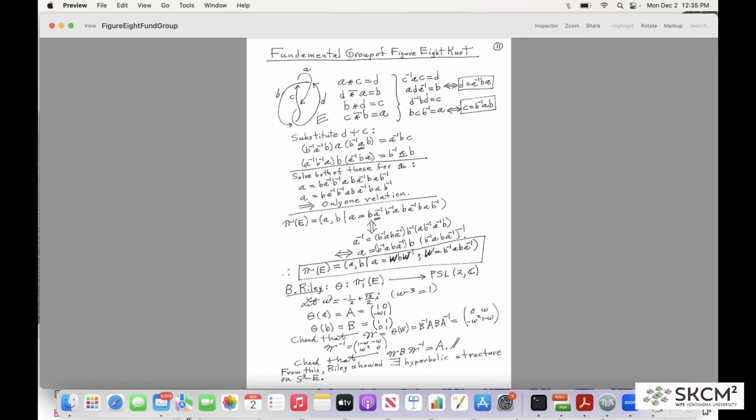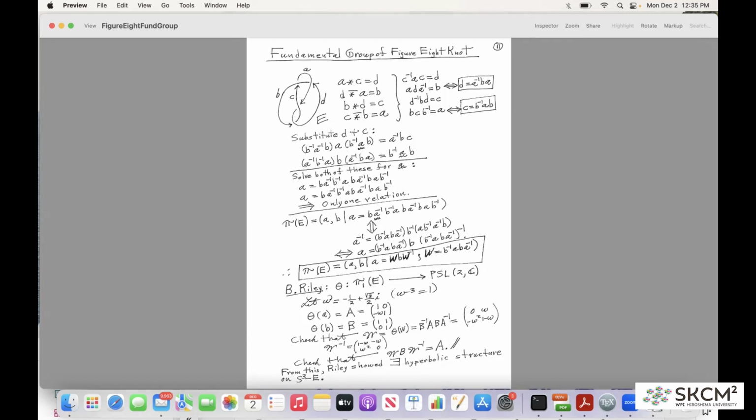I believe this observation that it's written this way is due to Bob Riley back in the 1970s, because what Riley realized is something very beautiful about the figure-8 knot. He realized that he could map it to the matrix group, the projective special linear group over the complex numbers. That is, never mind the definition of that. He could map it to these two matrices, the A and the B.